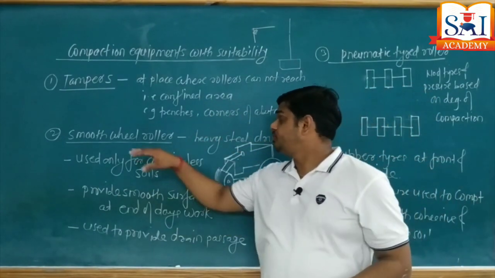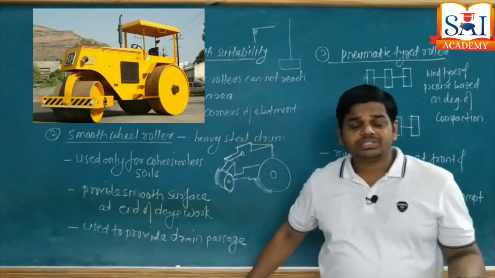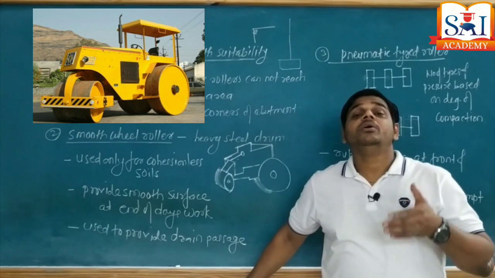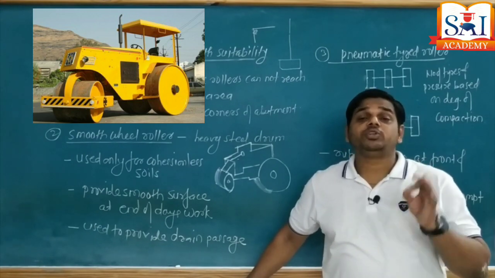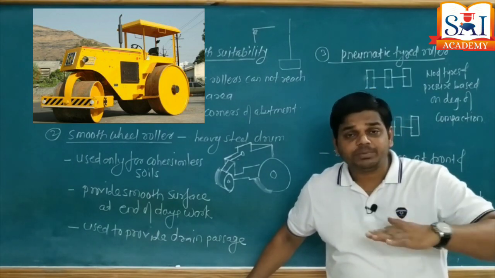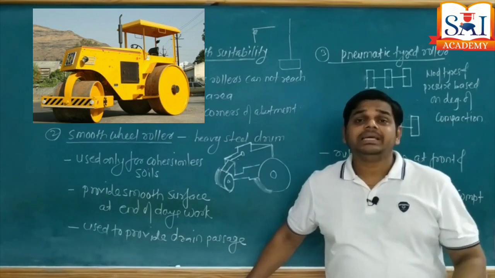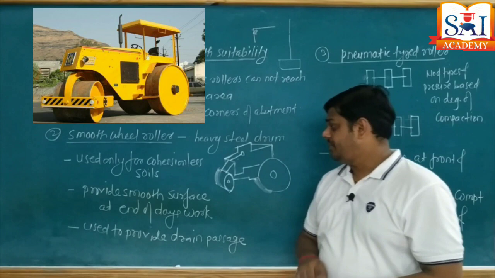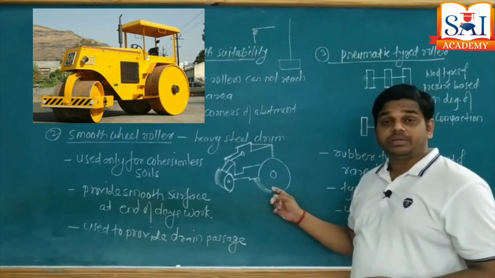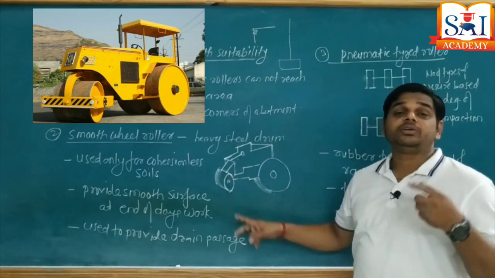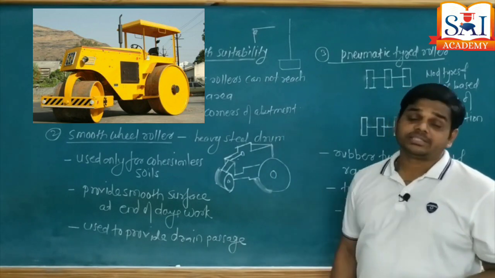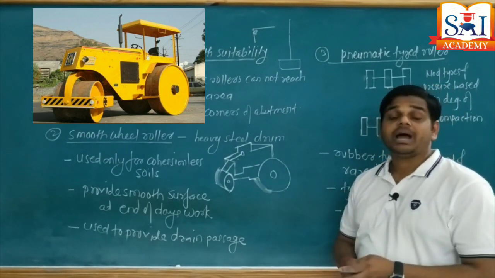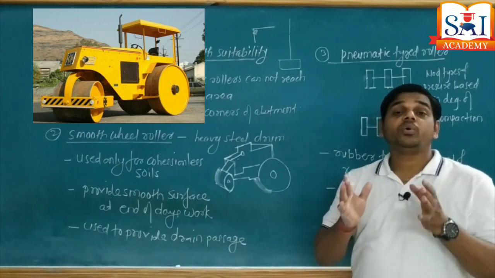The second type of roller is a smooth wheel roller. Everybody knows smooth wheel roller is generally used for construction of waterbound macadam roads, that is bituminous road. When bitumen is sprayed over the road surface, it is compacted by using a smooth wheel roller. That roller is having heavy steel drums, one at the front and two heavy wheels at the rear side, that is back side. And these wheels are designed with a particular load capacity.